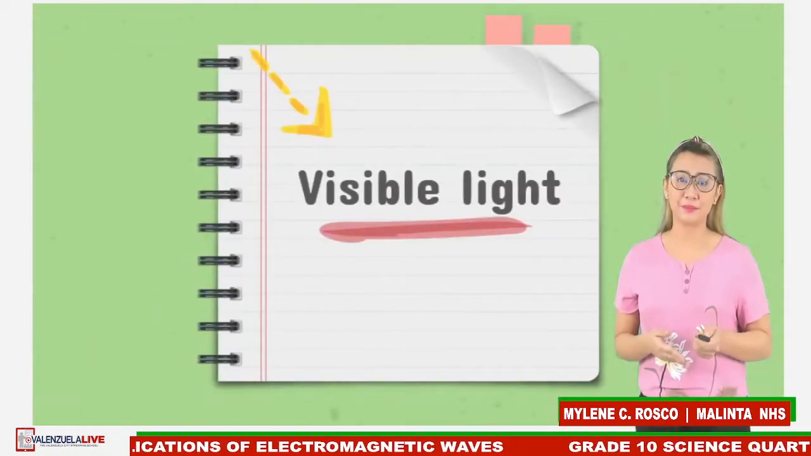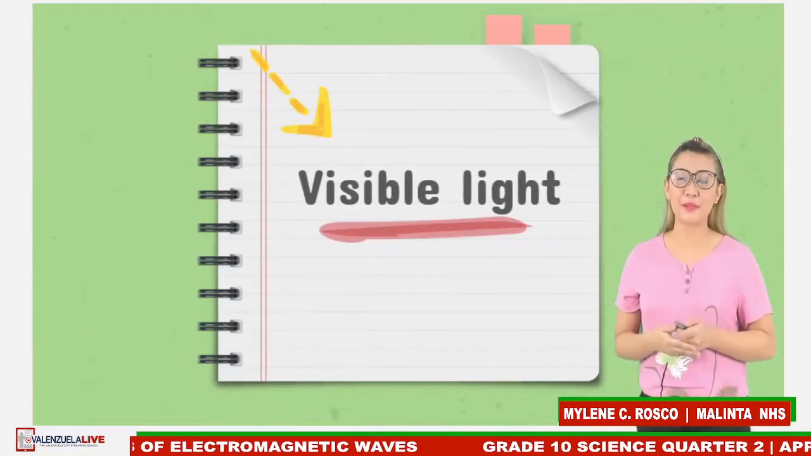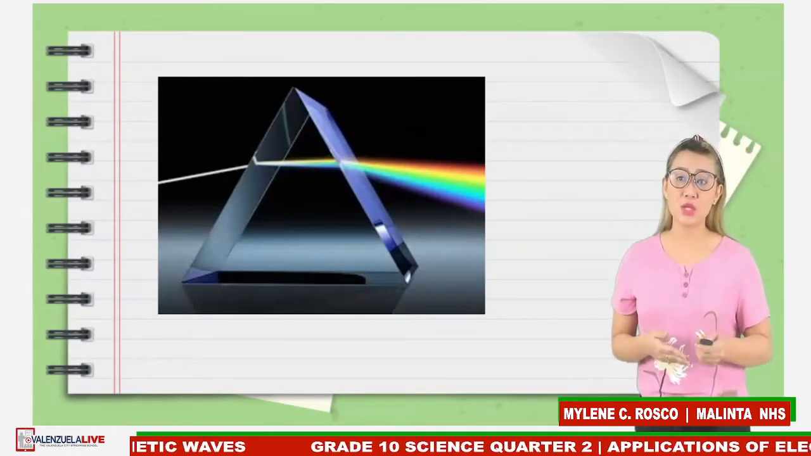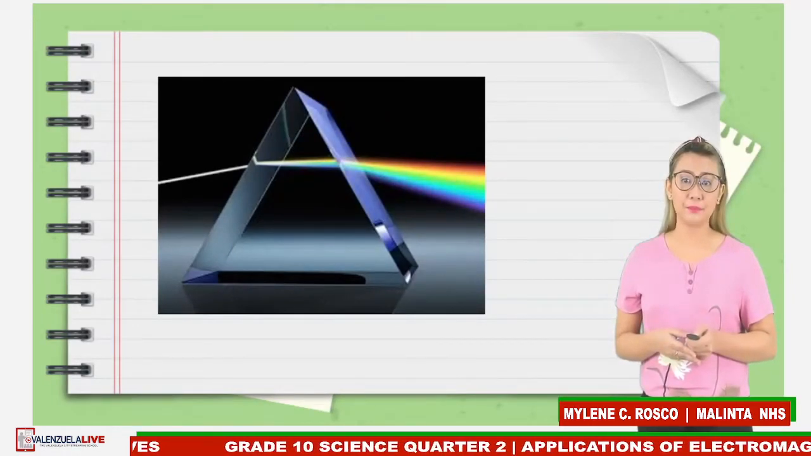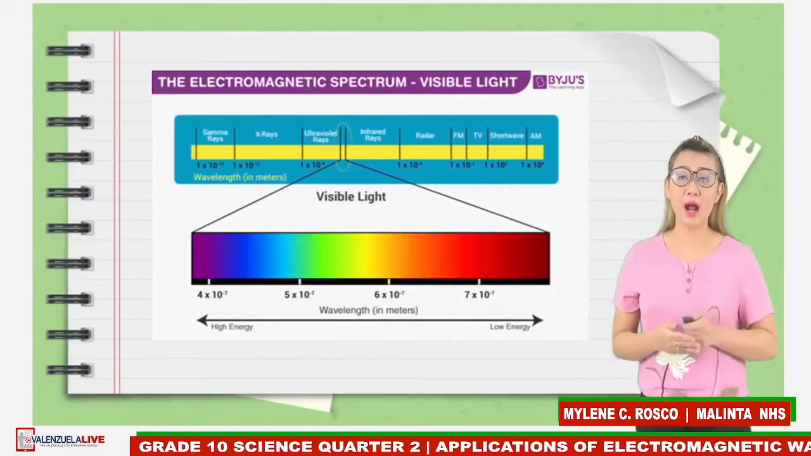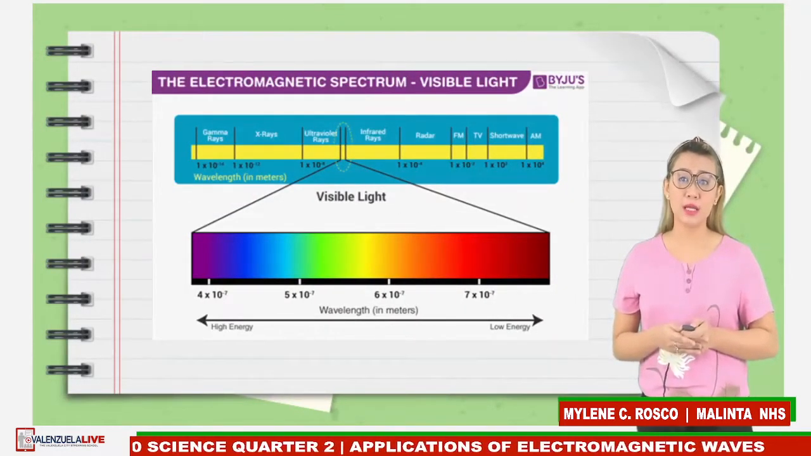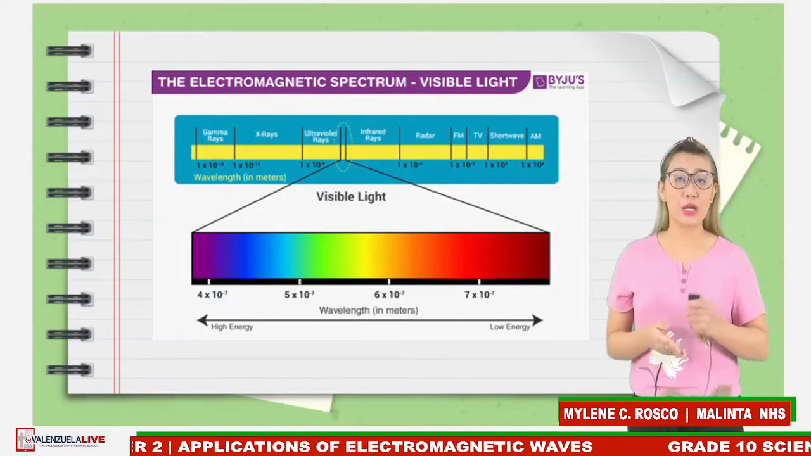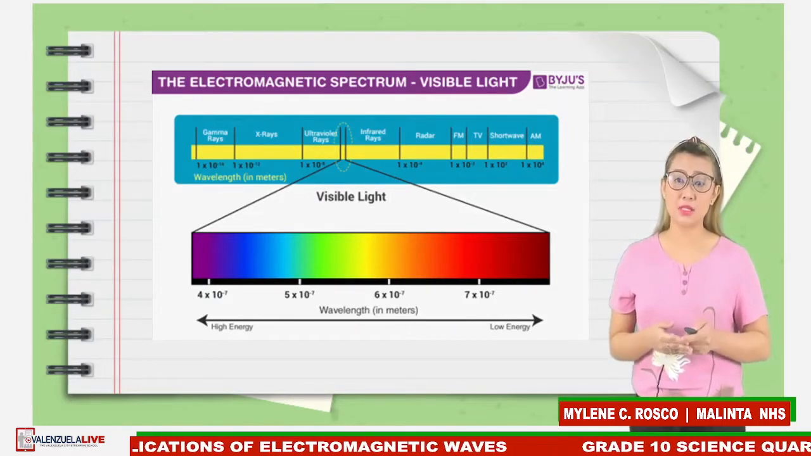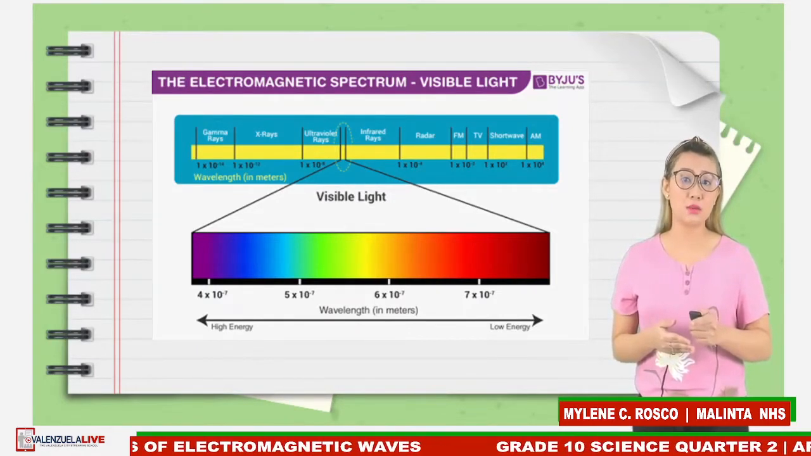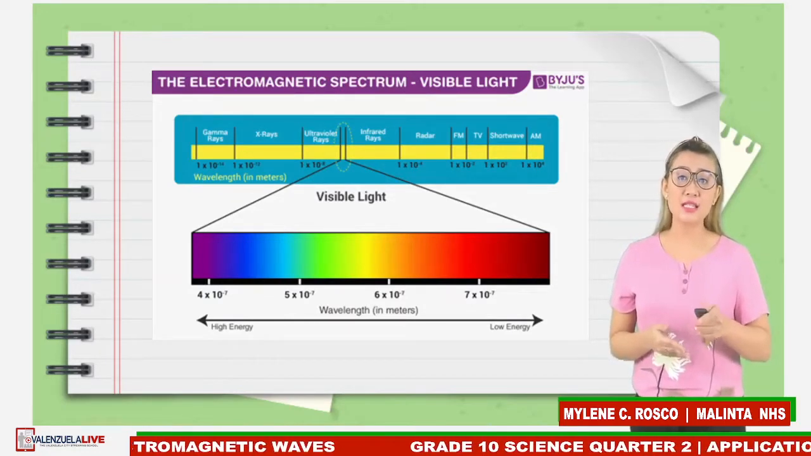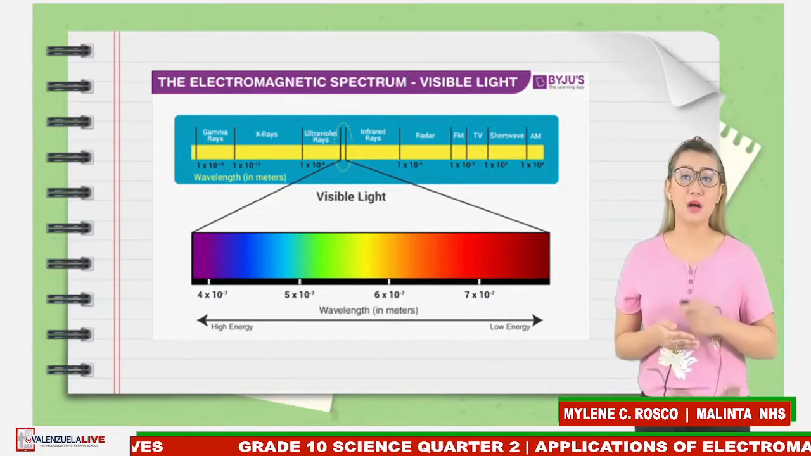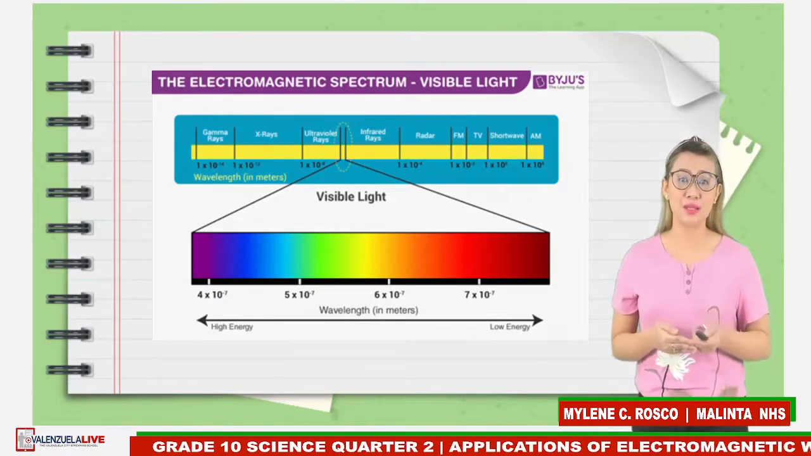Next is visible light. So when light passes through a prism, it continuously changes from red to violet. Remember that our eyes are sensitive to electromagnetic wavelengths that range from 4 times 10 raised to the power of -7 meters to 7 times 10 raised to -7 meters. This is the range of wavelength of white light. And these are the wavelengths of the different colors that constitute the white light.